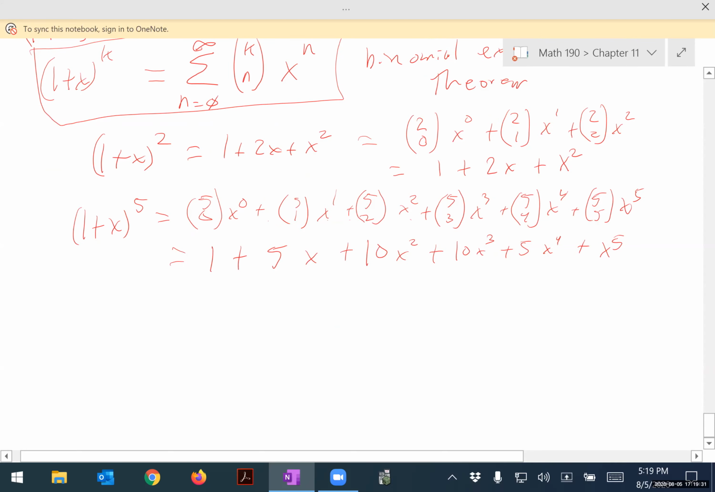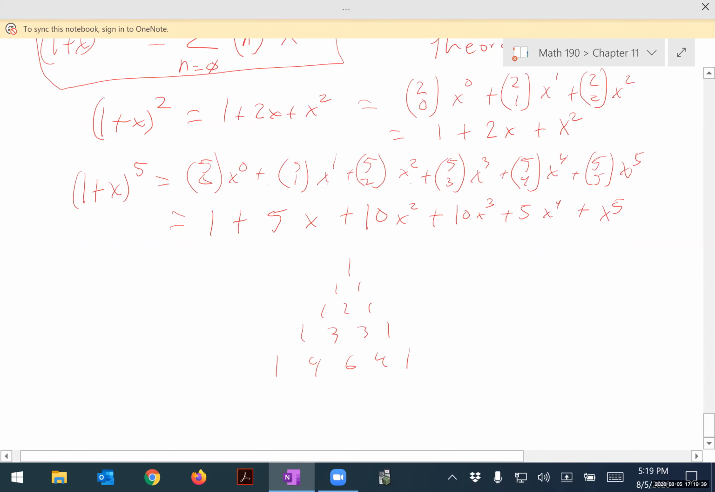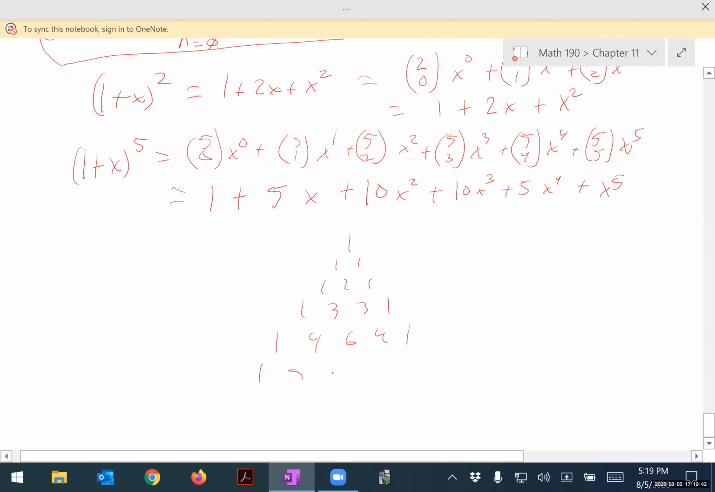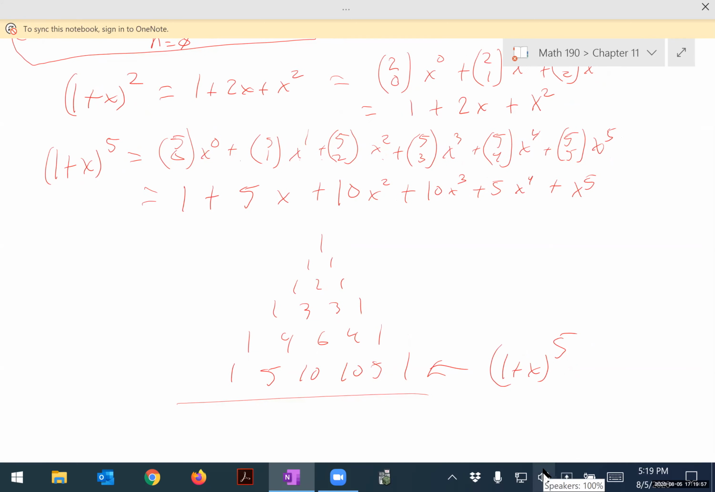And again, we would get this by Pascal's triangle, right? Remember that Pascal's triangle? It would be 1; 1, 1; 1, 2, 1; 1, 3, 3, 1; 1, 4, 6, 4, 1. That's where I got that 4s and 6. I was way off. 1, 5, 10, 10, 5, and 1. This would be for 1 plus x to the 5th power. This gives me my coefficients. Boom, done. That's the binomial expansion theorem. We proved it using power series.